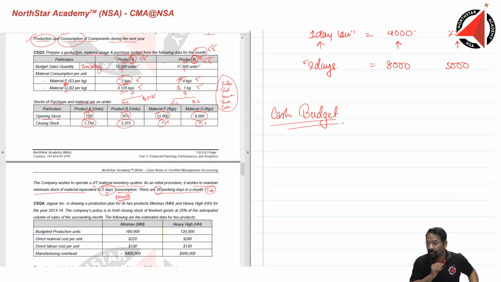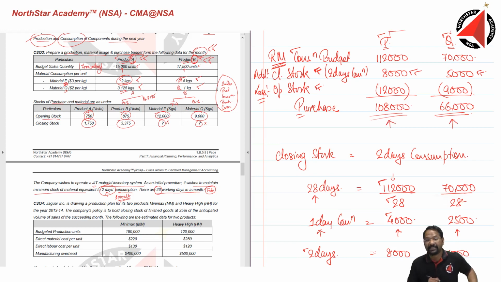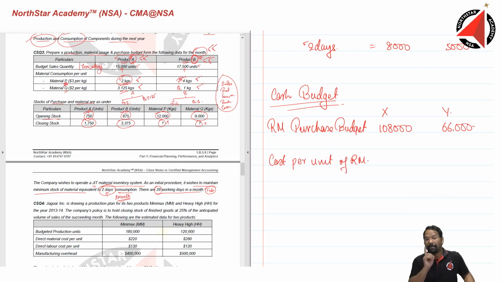Can I say raw material purchase budget? How much raw material do we need to purchase? So we need to purchase 108,000 and 66,000. This is my purchase budget. Now, how much is the cost per unit of raw material? The cost per unit of raw material is given here.